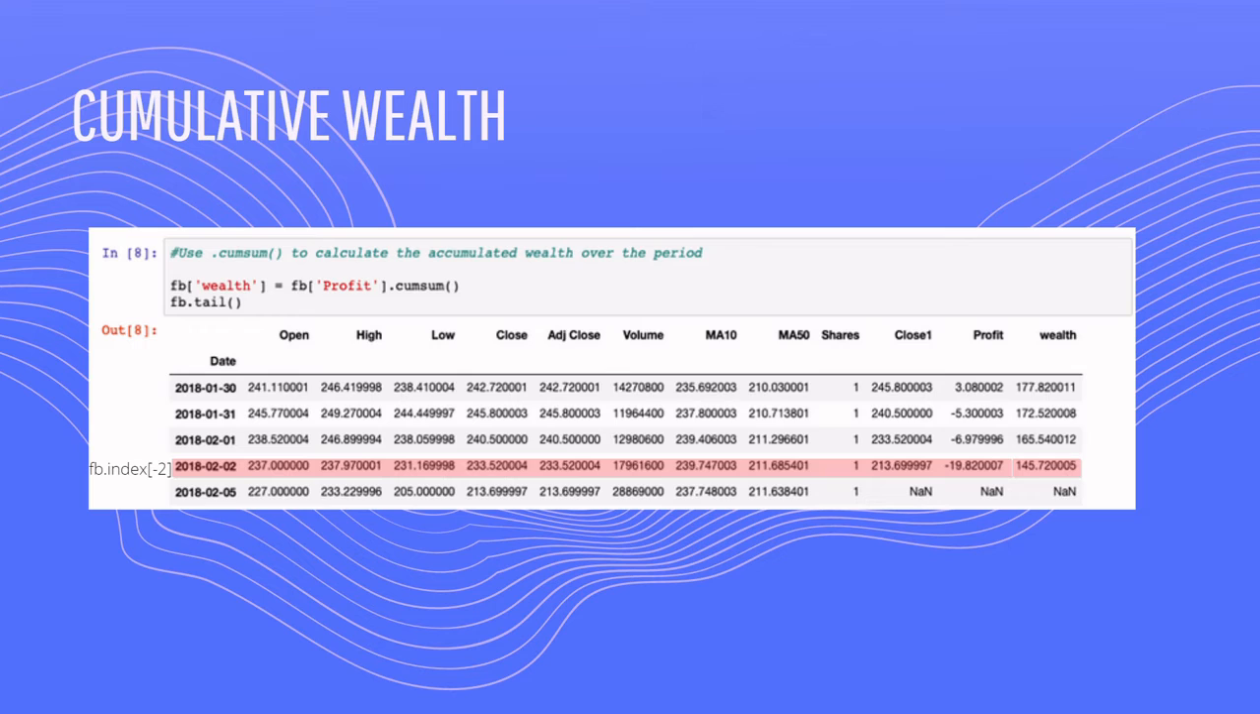We will use cumsum to compute the cumulative sum and create a new variable wealth. Then, we check the tail part of the data frame and check whether we make money or lose money. We can see that this strategy makes about $145.